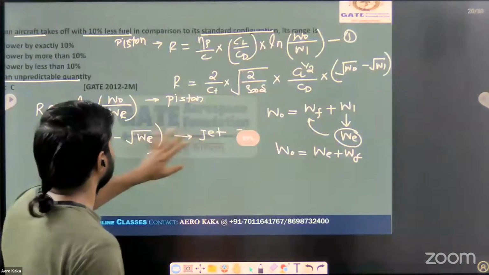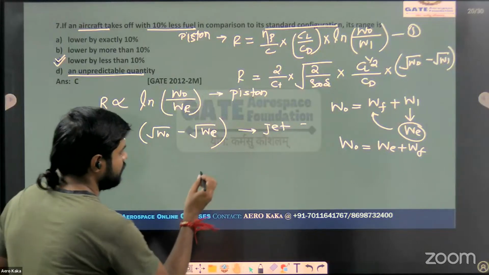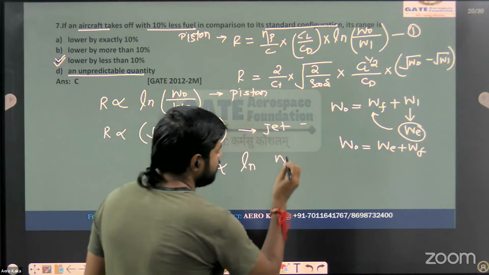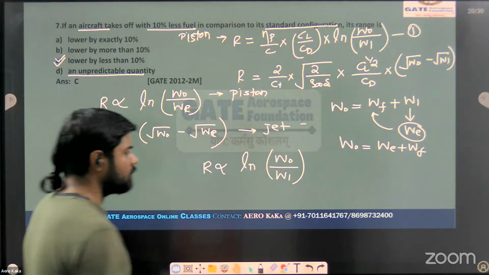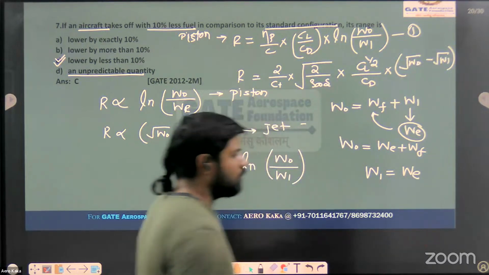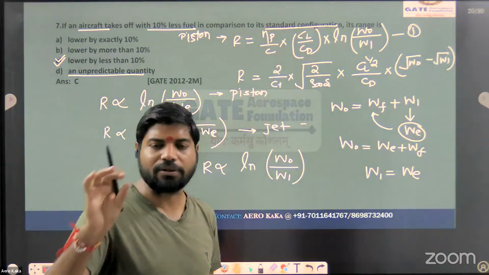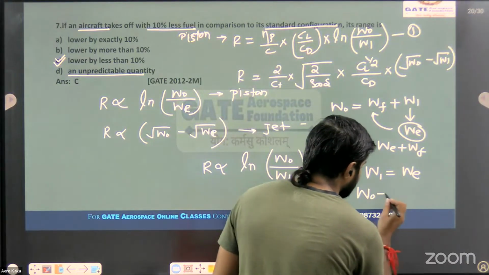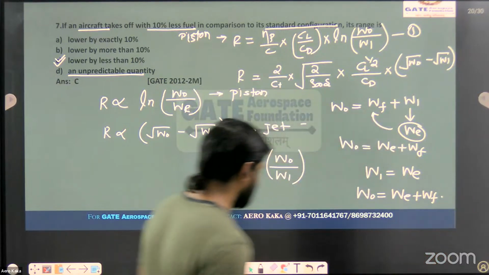If you are keeping all the parameters same, then we can write R is proportional to ln of W0 upon W1. Say yes or no. You may consider this W1 is nothing but the summation of all the weight of the aircraft excluding the fuel weight. So here you can write W0 is equal to WE plus WF. Please take care of this one. Okay, let's solve this question.